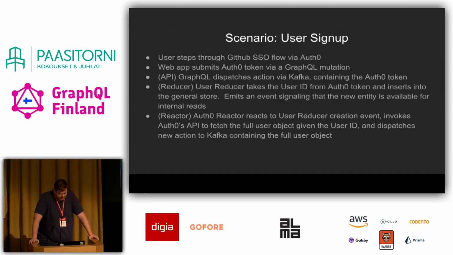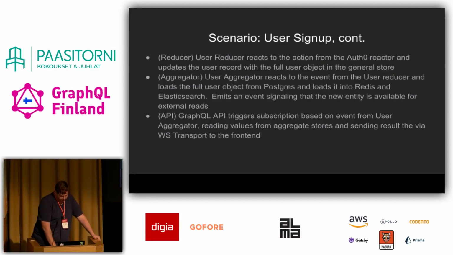Then our Auth0 reactor reacts to the user reducer's "I created something" event, and fetches the actual user object from Auth0 and dispatches a new action containing the full value of the user. At that point, the user reducer would run again because it's receiving another action that acts upon a user, and it's going to reduce that full value into the existing row it had already created. Then our aggregator would pick up the actual user, load it into Redis, Elasticsearch, whatever else, and that would trigger a GraphQL subscription event because the GraphQL server is subscribing to the aggregator event. So as things are loaded into Redis and Elasticsearch, GraphQL is aware of those changes happening, which makes subscriptions super trivial.